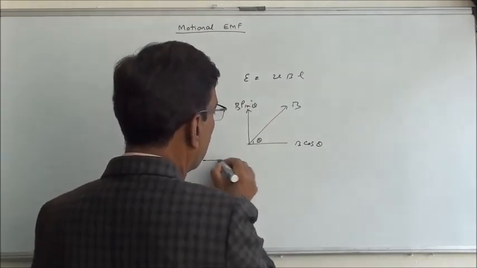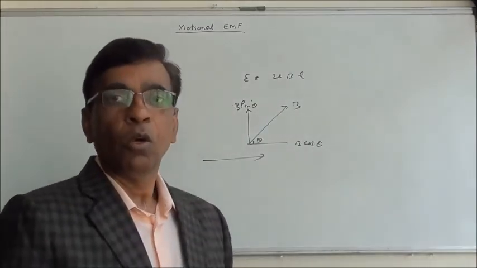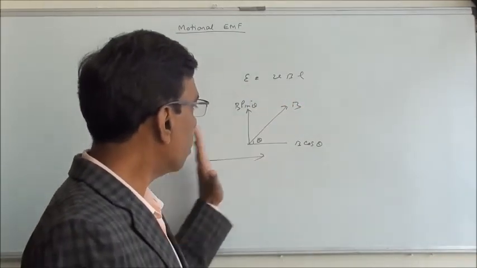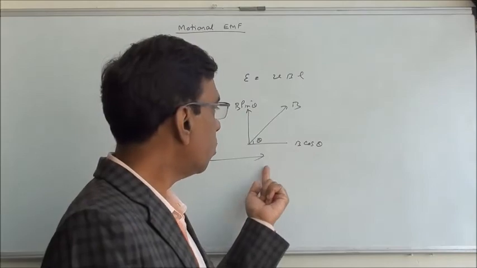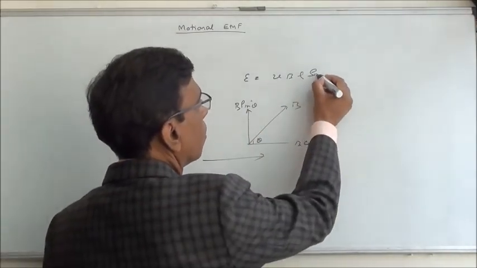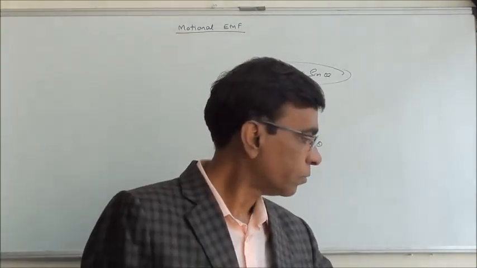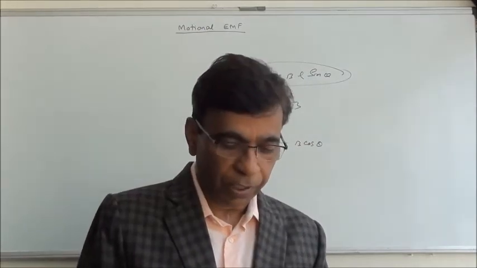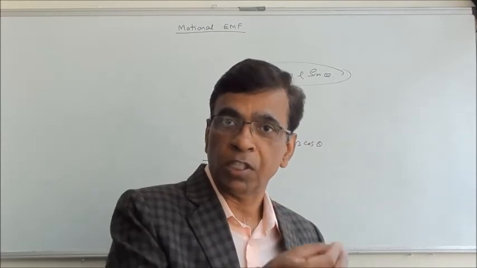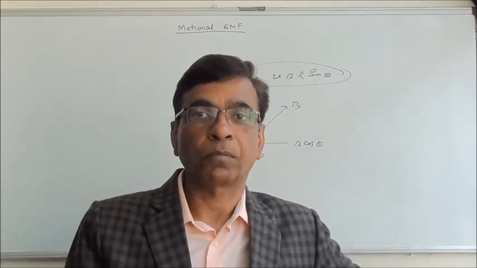So if the plane is moving like this or at some angle, we need the component of field B which is perpendicular to this motion. The other component will not cause any EMF. So we need B sin theta, where theta is the value of dip at that particular place. The magnetic field should be cut by the rod which is moving in the magnetic field. Only then there will be an induced EMF.